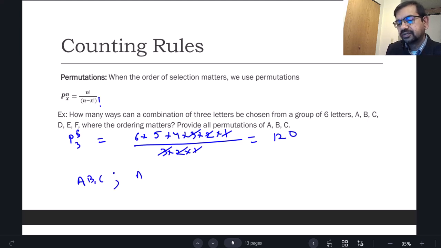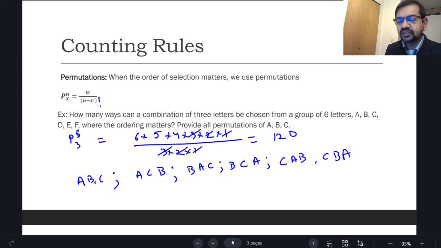Or if we draw A first, we could get C and B and so forth. So we can just create all of these combinations. Then let's say we get B first, we could get A and C. If we get B first, we could get C and A. And then if we get C, we could get A and B, or we could get B and A. So each of these 6 combinations that we have, or 6 groupings, are all distinct because the sequencing matters. And this is what we mean by permutations.